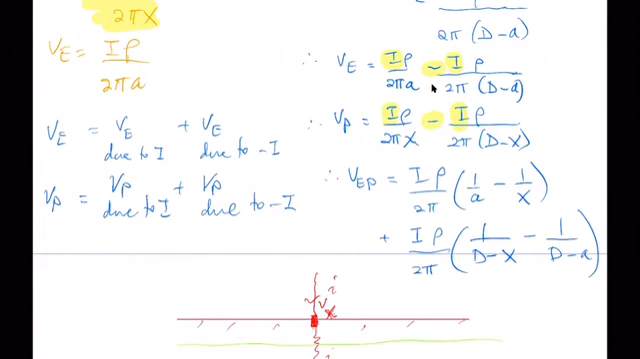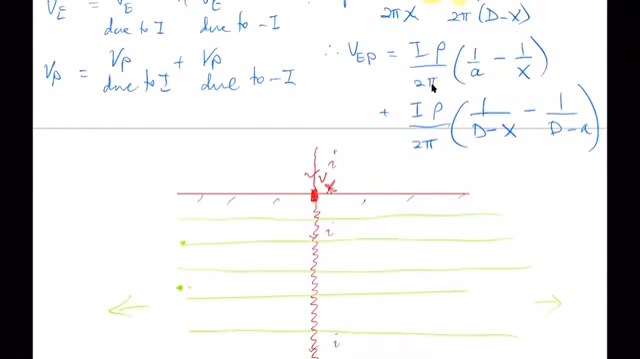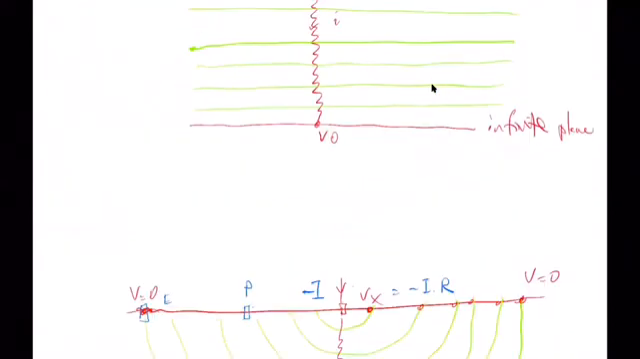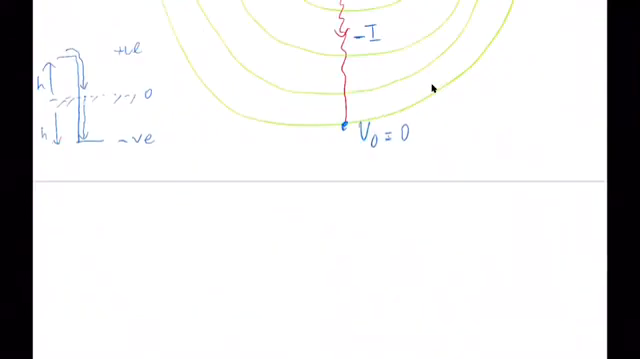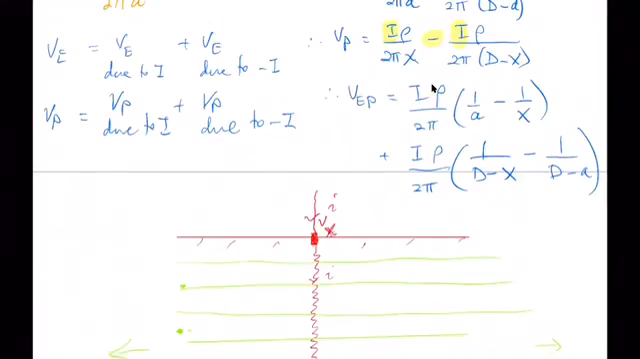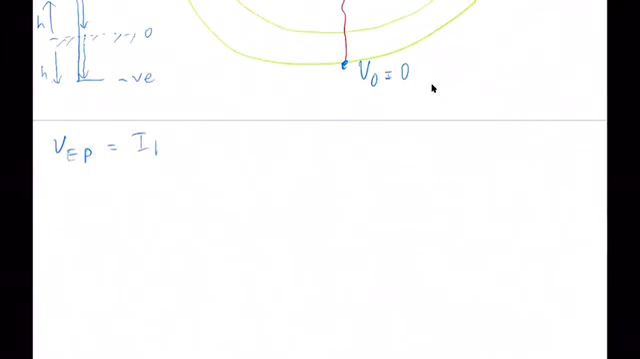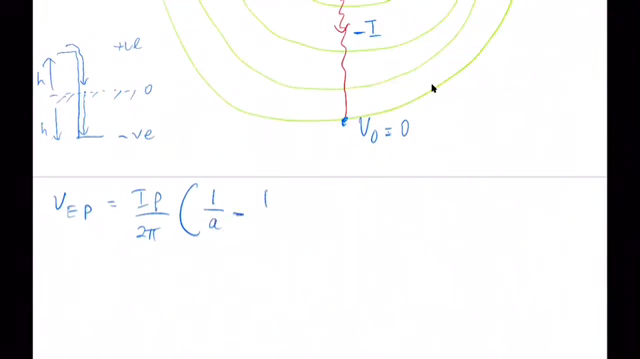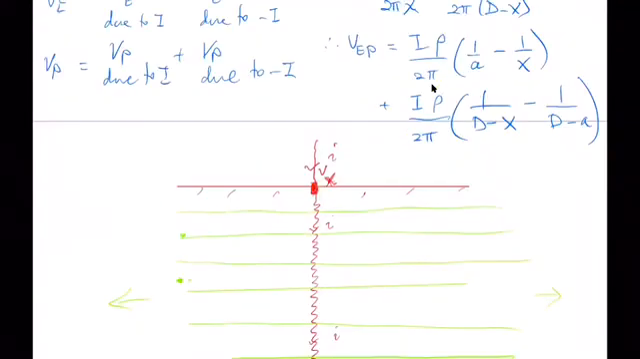Okay. Now, let me write here again. VEP is equal to I rho over 2 pi, 1 over A minus 1 over X, plus I rho over 2 pi, 1 over D minus X.